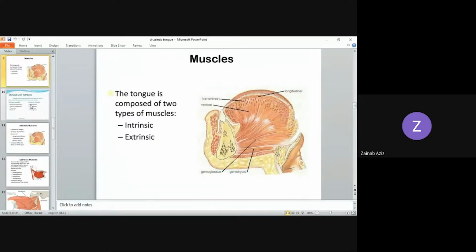So now we reach the muscles. The tongue is composed of two types of muscle, intrinsic and extrinsic. Intrinsic means inside the tongue. Extrinsic means attached to the outside of the tongue.